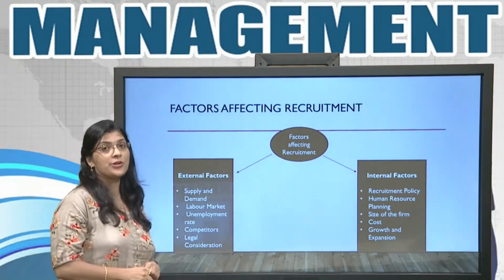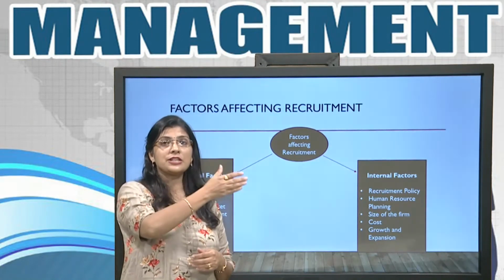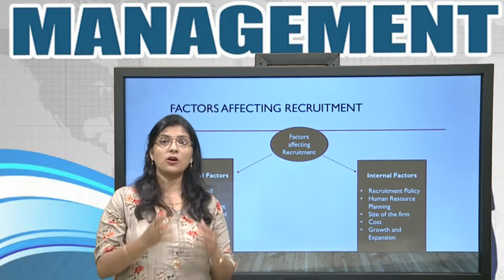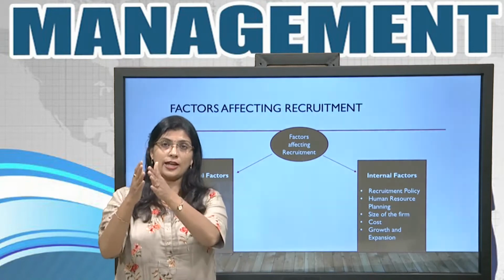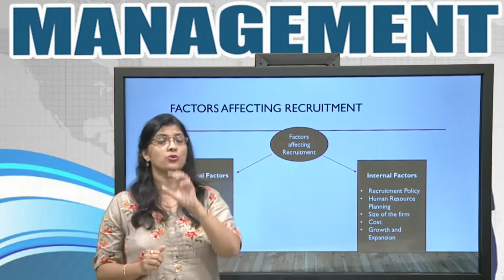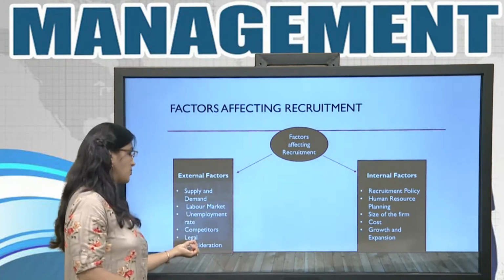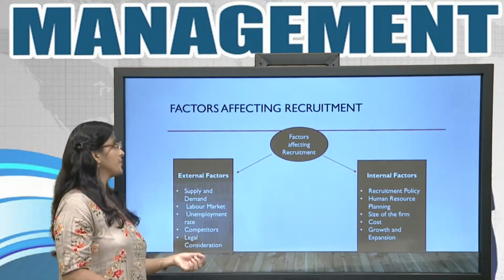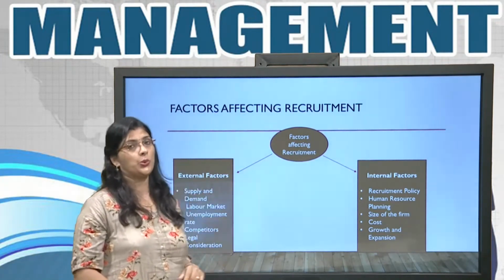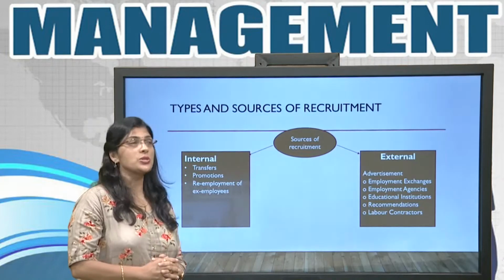Next is legal consideration. Sometimes it is bound by legal consideration that any organization must have some number of employees. If it is a big organization, as per the Industrial Act, it could be more than 500. So, if any organization is expanding, they have to abide by the legal consideration. So, these were some internal and external factors which may have an impact on the recruitment process. Now, have a look at the types and sources of recruitment.